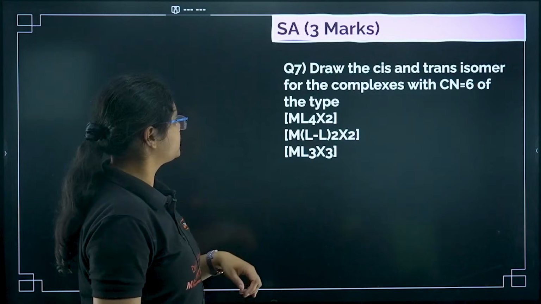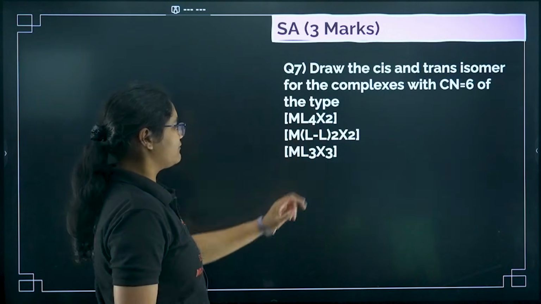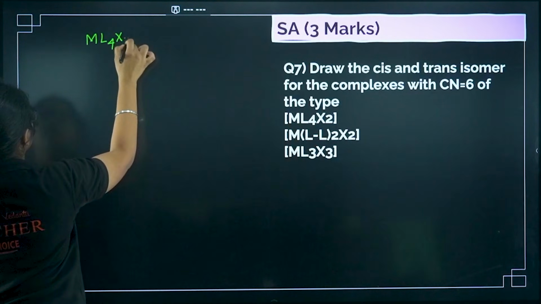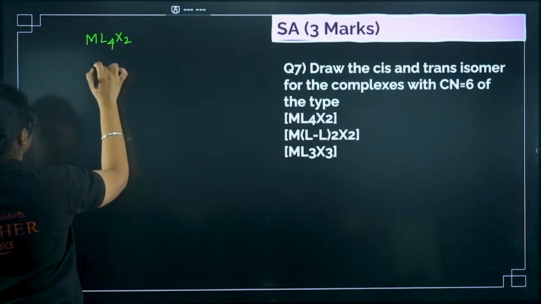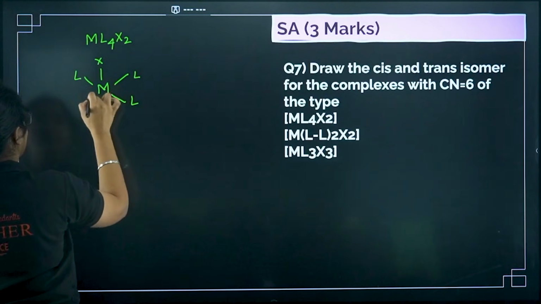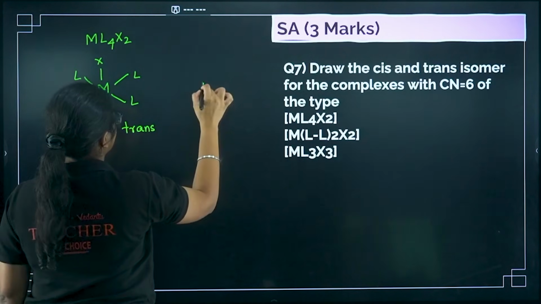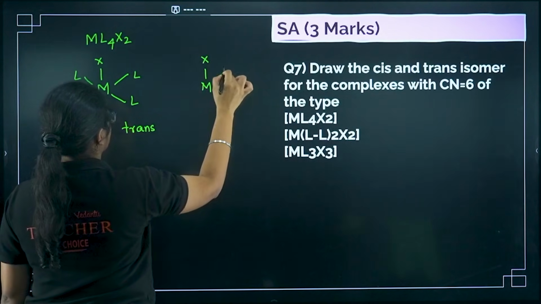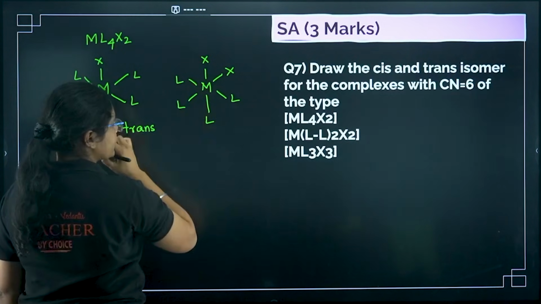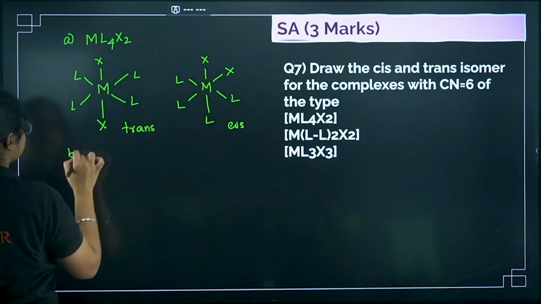Okay. Next question, we will go for isomerism. Draw the cis and trans isomer for this one. Now if you have ML4X2, the trans one will be like this. You have here L, L, L and L. So this is trans. Next we have cis here, that is M, X, X, L, L, you have L and L. This is cis.